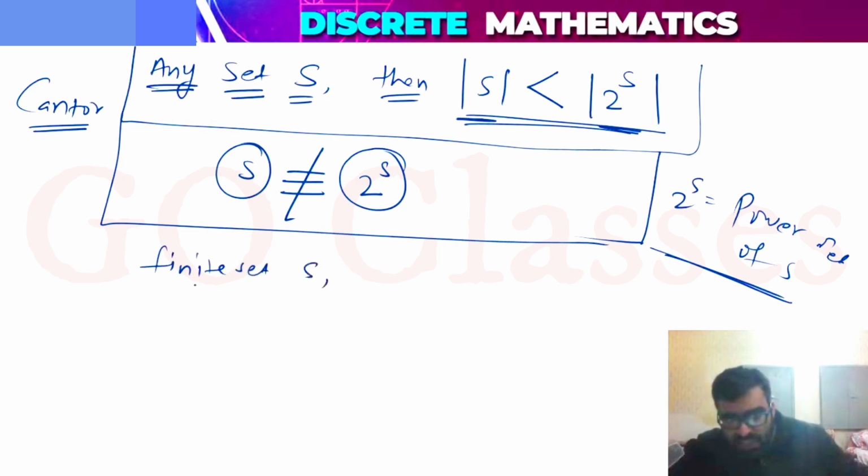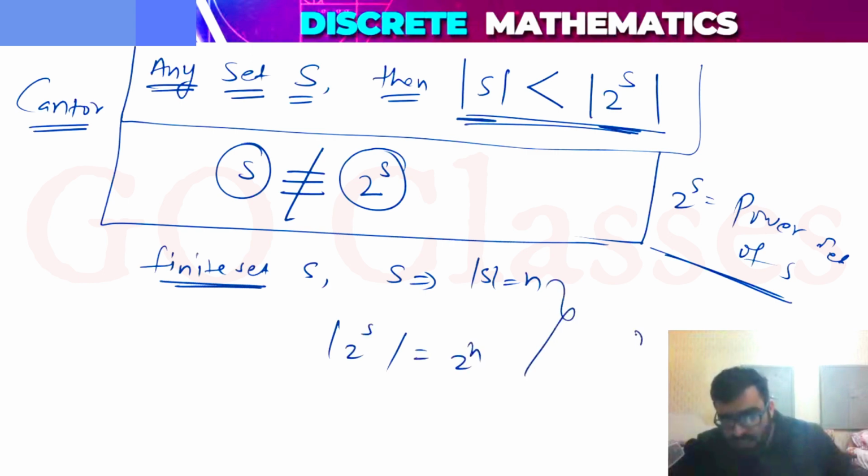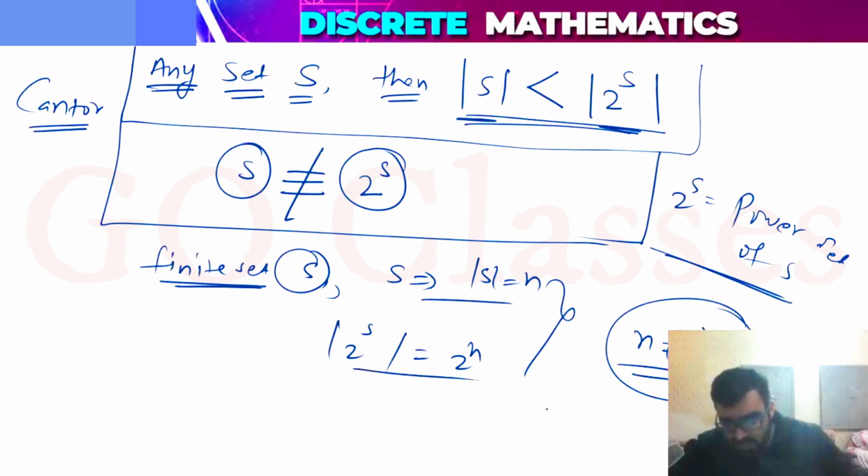If you have a finite set S, then you can easily see why. Because if S has cardinality n, then the cardinality of its power set will be 2 power n, and you can see n is not equal to 2 power n. So that's why you can very easily see that this result is true for a finite set. Definitely for a finite set it is true. Very easily you can see it like this.